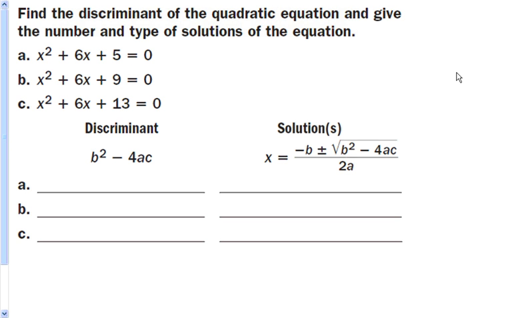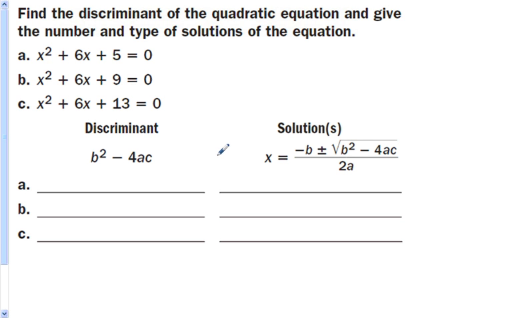Find the discriminant of the quadratic equation and give the number and type of solutions of each equation. So we've got three equations here. We are going to use the discriminant, the b squared minus 4ac, to figure out how many solutions the equation has and what kind they are.